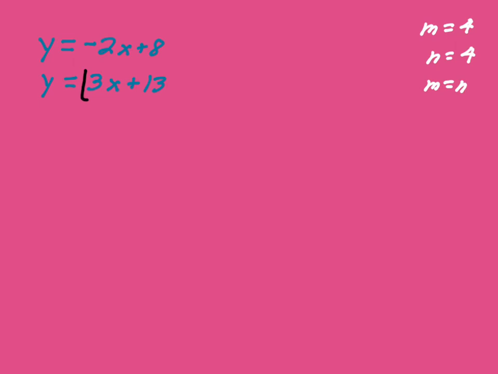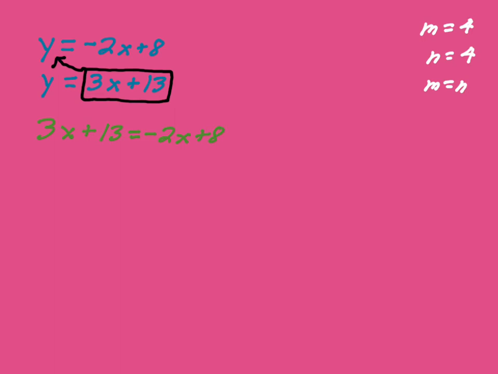One way is I can take 3x plus 13, which is the same as y, and I can put it into the first equation. But I could also take the negative 2x plus 8 and put it in for y in the second equation. Either way I do it, we're going to end up with the same thing. So let's do it how I have it drawn out. So 3x plus 13 is going to equal negative 2x plus 8.